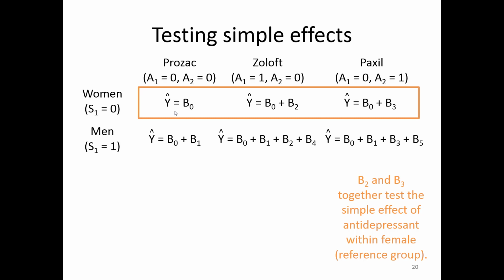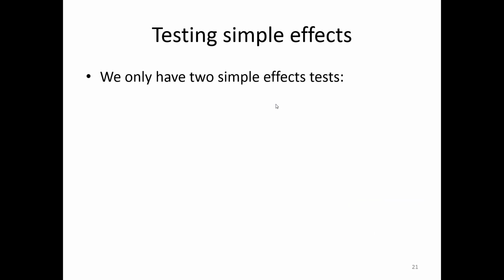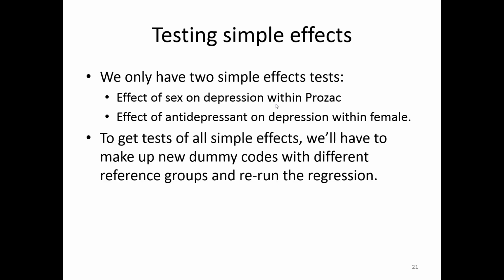Okay, B2 and B3 together test the simple effect of antidepressant within female, so within the reference group. We look at that, and it looks like a p-value of 0.114, so there's not a significant effect of antidepressant within females. So we only could get two simple effects tests with this dummy coding: the effect of sex on depression within Prozac, and the effect of antidepressant on depression within female.